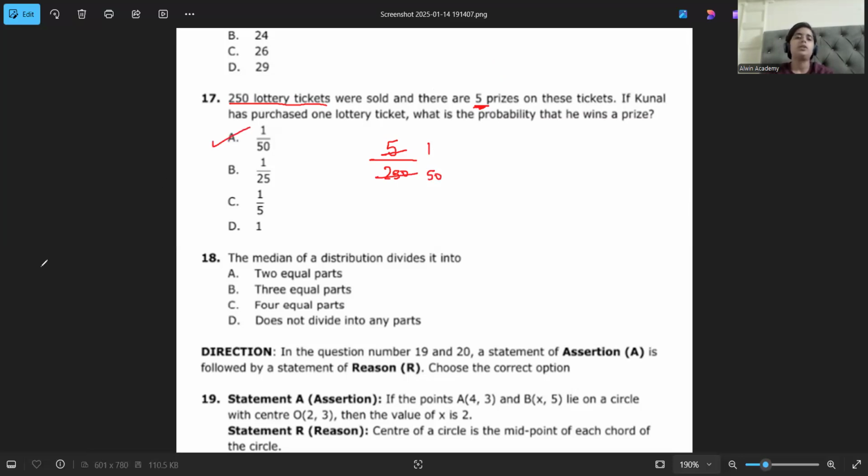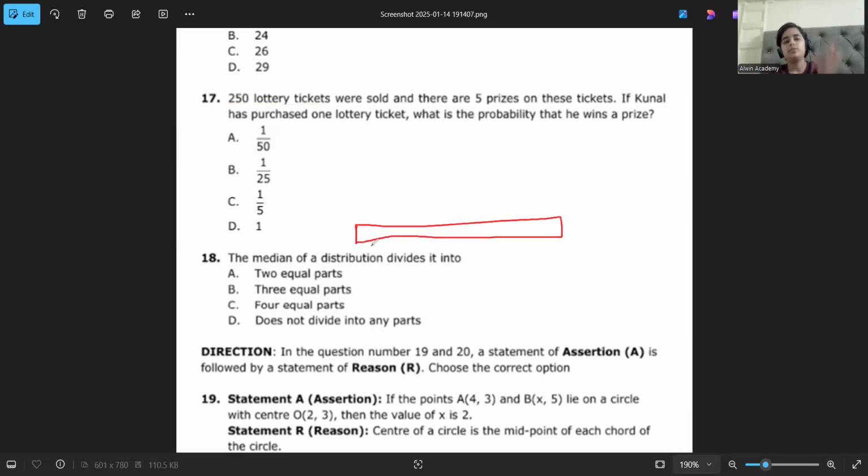Going to the next question, the median of a distribution divides it into. Now, median is actually if we arrange the complete observations we have into, say, ascending or descending order, like increasing or decreasing order, then the median is the middle value. So there are equal number of terms to its left and equal number of terms to its right. Thus the median of a distribution divides it into 2 equal parts. Option number A.